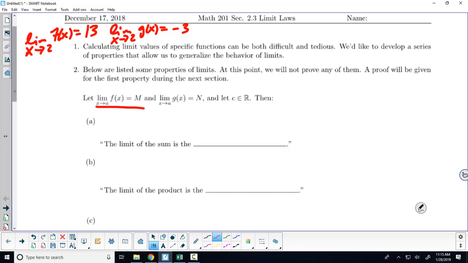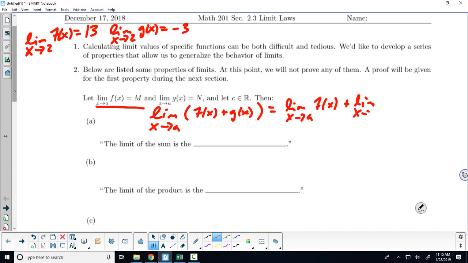Okay? So if we know the limit of f as x approaches a and the limit of g as x approaches a, then we could find the limit of their sum. We could look for the limit as x approaches a of f of x plus g of x. Okay. And it turns out that limits behave very nicely with sums. We can rewrite this as the limit as x approaches a of f of x plus the limit as x approaches a of g of x, which would mean then that the limit is just the sum of the two values.